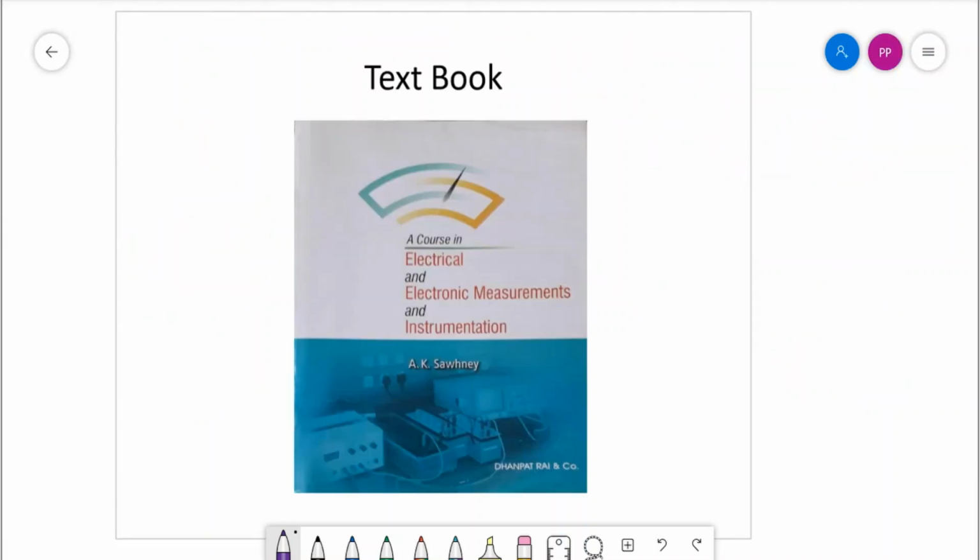This is the textbook by Professor A.K. Sawhney. We refer to it, and today's matter was taken from this book. You can refer to the book for your reference, and notes will follow the lecture.